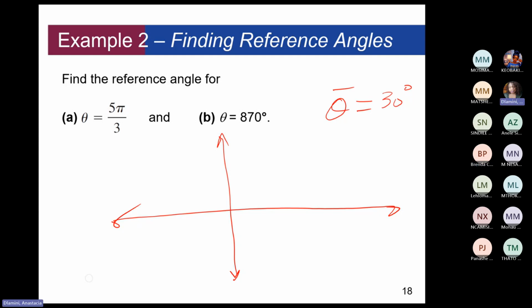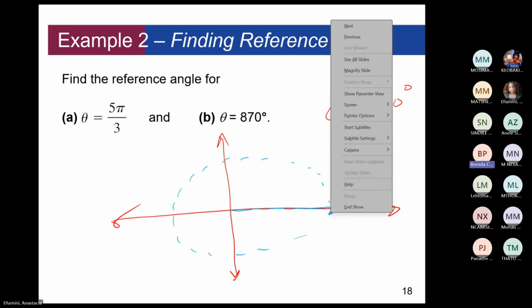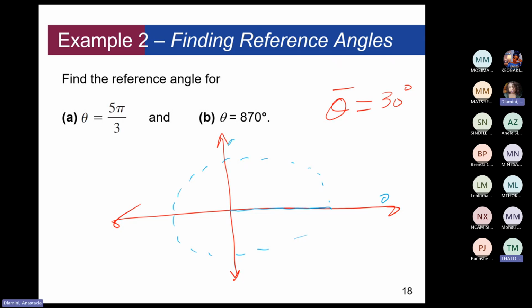So now let's see. We're saying that we start from 0, we move around, and we get 360, right? That's one. We move again. 270 degrees.